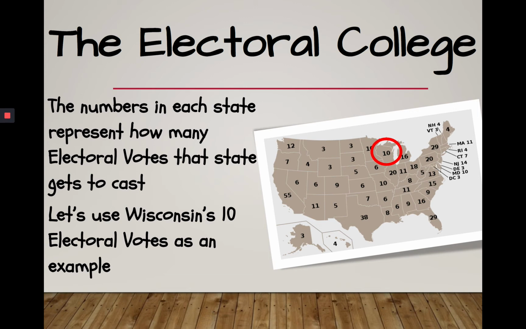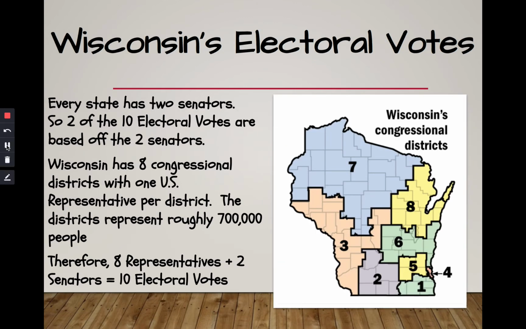And this, we're going to take Wisconsin's 10 electoral votes as an example to show you how this might work. So basically what this is saying is that Wisconsin had 10 electoral votes, and the way they come up with that number is they look at how many senators you have. Every state has 2. And then they have 8 congressional districts with 1 U.S. representative per district. So we have 8 members of the House of Representatives. So you'll notice 8 representatives plus 2 senators equals 10 electoral votes.